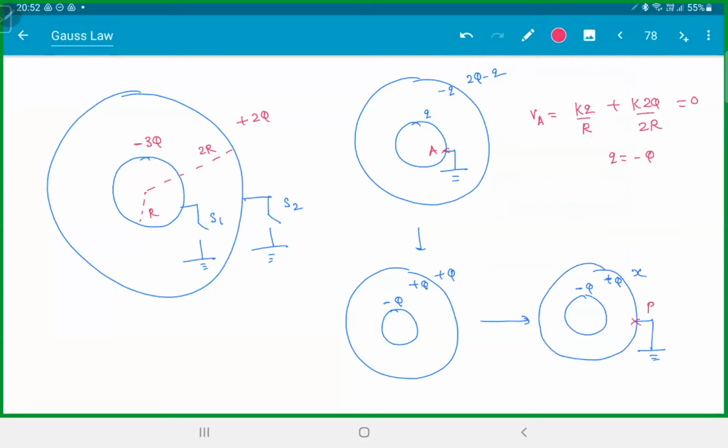So this is point B now. So VB should be 0. So VB will be minus KQ by 2R, because the point B is outside this shell, plus KQ by 2R on the surface, plus KX by 2R, equals 0, so X is 0. Got it? The final charge will be minus Q, plus Q, and 0 outside.